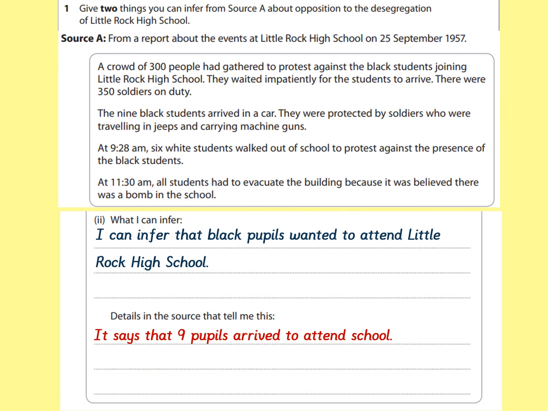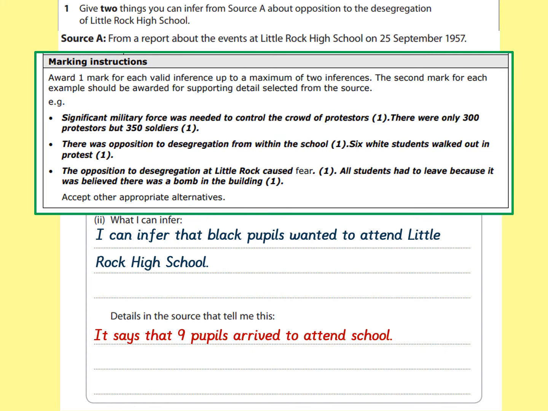You might be picking up on a mistake here. Look at these examples. Is my inference actually related to the issue in the question, opposition to desegregation at Little Rock High School? No, it is not. Also, it's not truly an inference, it's just something that's pretty obvious. So that would not get a mark. And because of that, the supporting detail is also irrelevant, and that can't get the mark either. So this is an example of how to do it badly. Best I do it correctly next time.